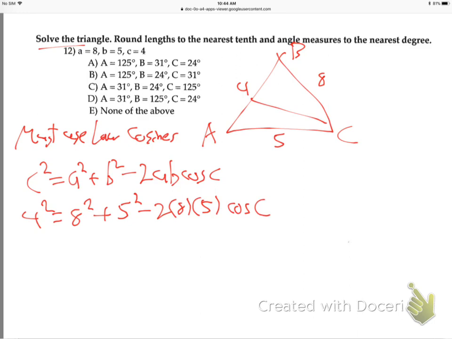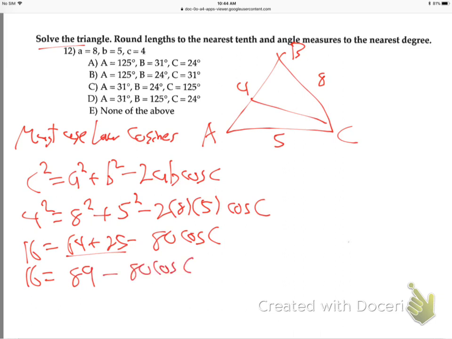Everybody see that? Remember how the law of cosines works? So that's 16 is 64 plus 25 minus, I think, 2 times 8, 10, 80 cosine C. And add those up. What's that? 89, these two? 89, yeah.